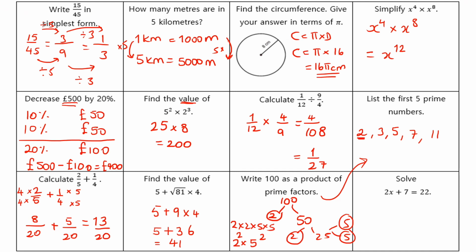100. 2x plus 7 equals 22. So we're going to take 7 away from both sides. So 2x becomes 15, and then we are going to half it. You could leave it as 15 out of 2, or you could write it as 7.5.